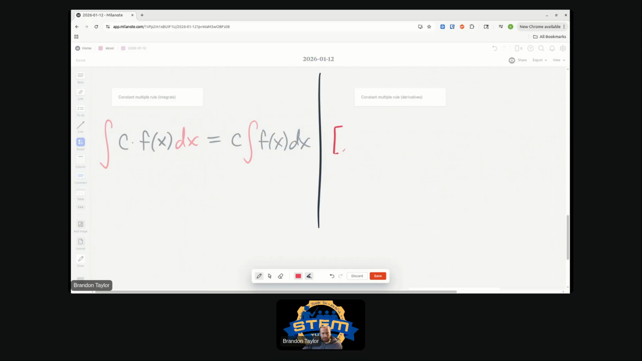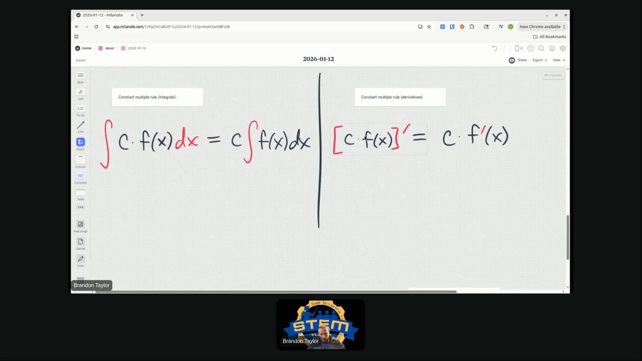So hopefully that makes sense. And why is that true? Again, it's a very similar rule for derivatives, right? If you do c times f of x and you take the derivative of that whole thing, what is that? Well, that's c times f prime of x. So just like you can with derivatives, you can pull out a constant, take the derivative, multiply by the constant. You can do that here with integrals too. So hopefully that makes sense.